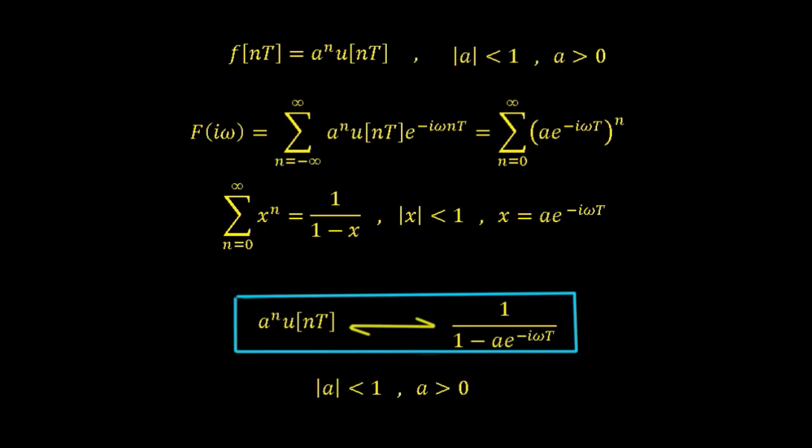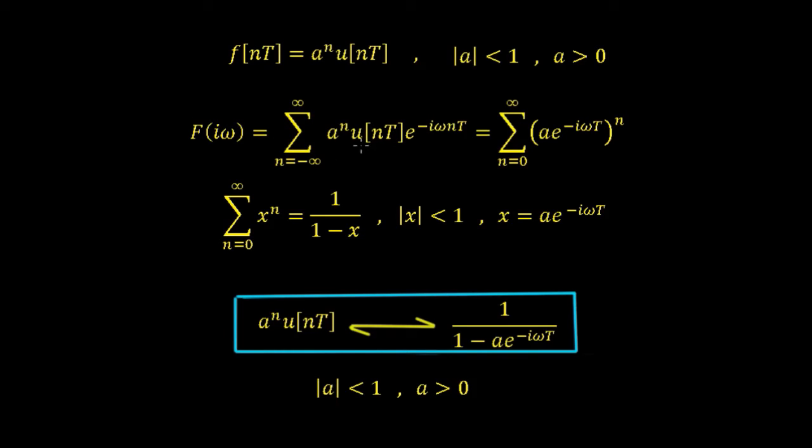So let's look at finding the discrete time Fourier transform of this function here, f of nt equals a to the n u of nt. Now u of nt is a unit step, so it's only going to exist for values greater than 0, and we'll restrict this to mod a is less than 1. In fact, we'll restrict it even further and say that a has to be greater than 0, so a is greater than 0 and less than 1.